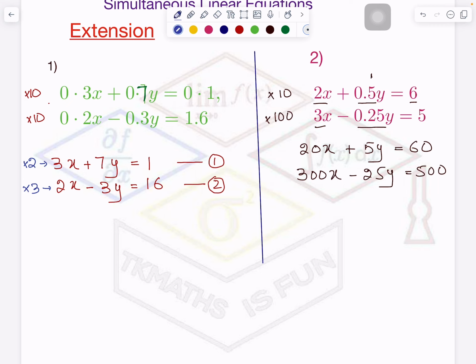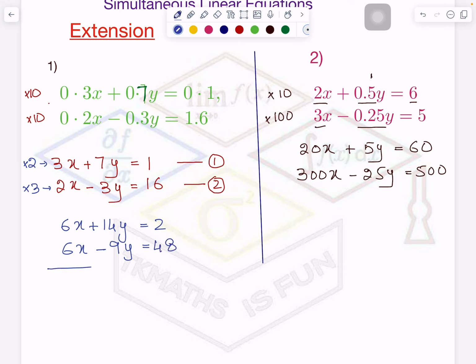So it will become 6x plus 14y is equals to 2, and you know this whole equation will be multiplied by 2. Usually students forget to multiply these numbers which are written here, so please don't forget them. And then it will be 6x minus 9y is equals to 16 3s are 48.